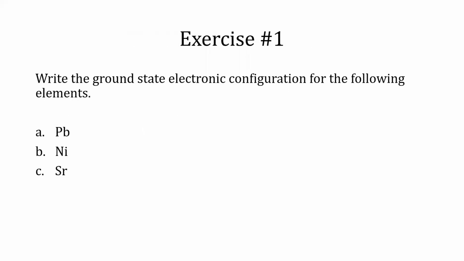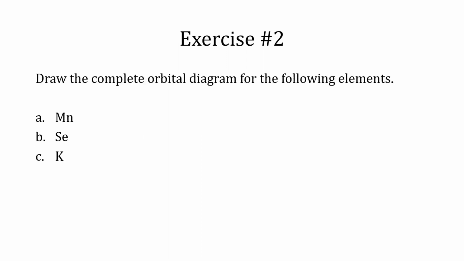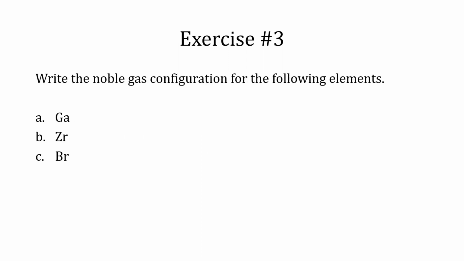Exercise 1 is to write the ground state electron configuration for the following elements: Pb, Ni, and Sr. Exercise 2 is to draw the complete orbital diagram for the following elements: Mn, Se, and K. Exercise 3 is to write the noble gas configuration for the following elements: Ga, Zr, and Br.